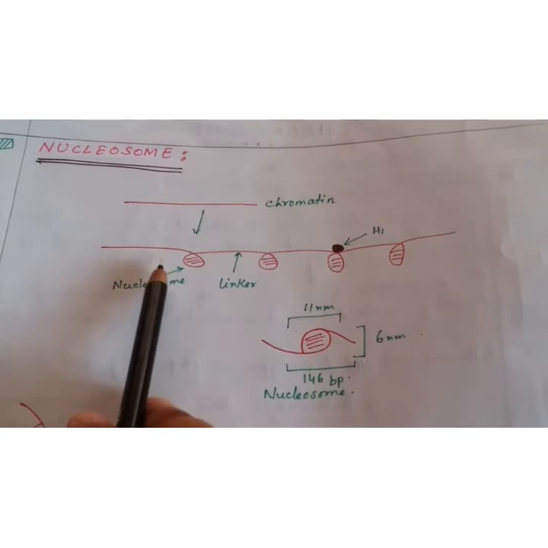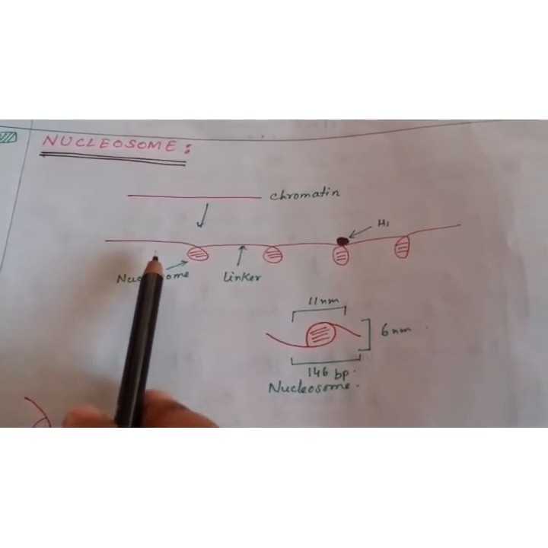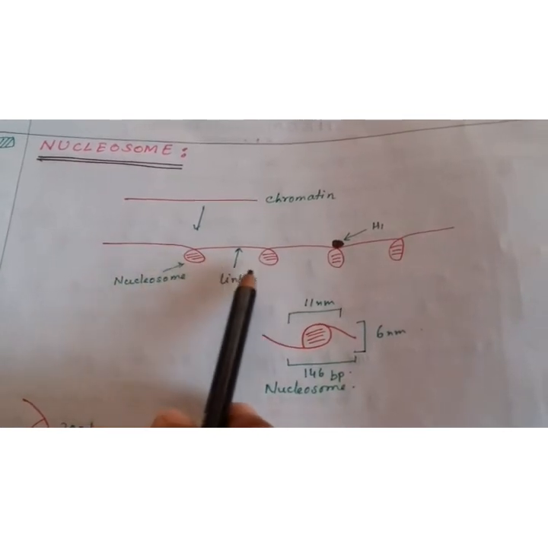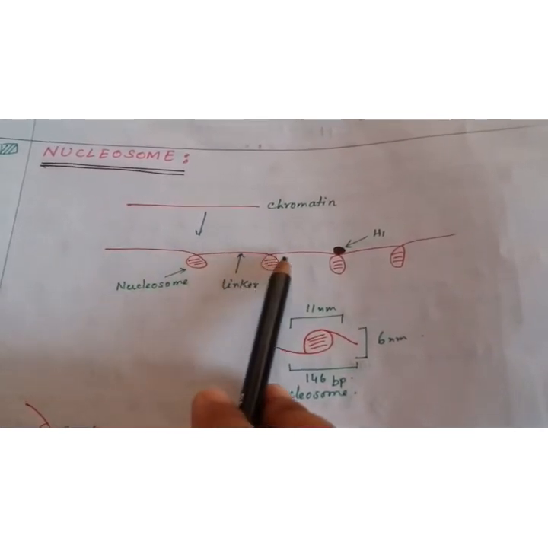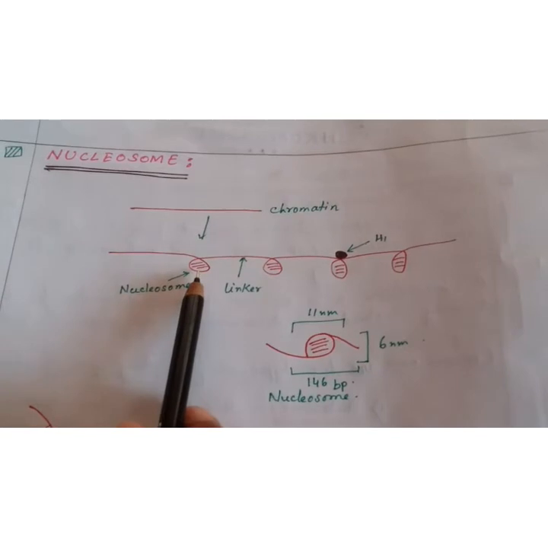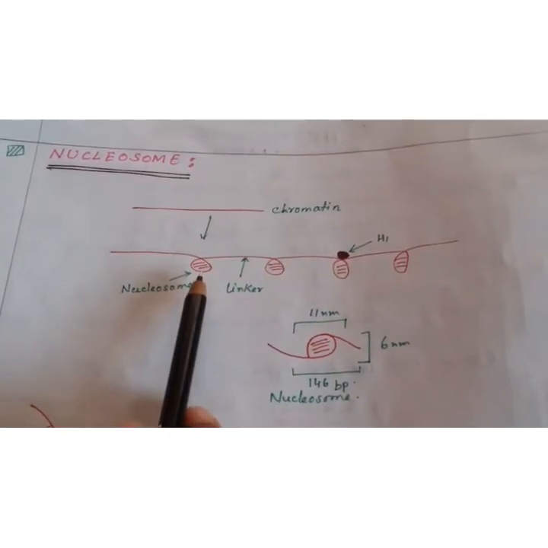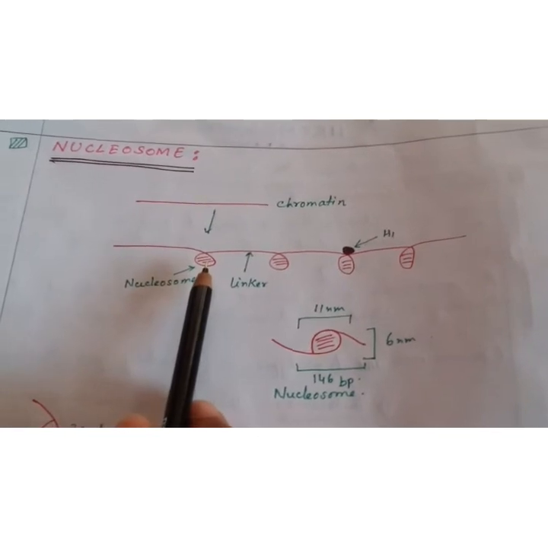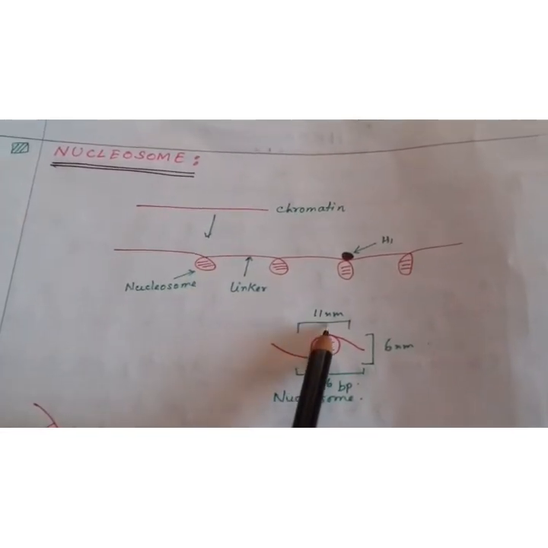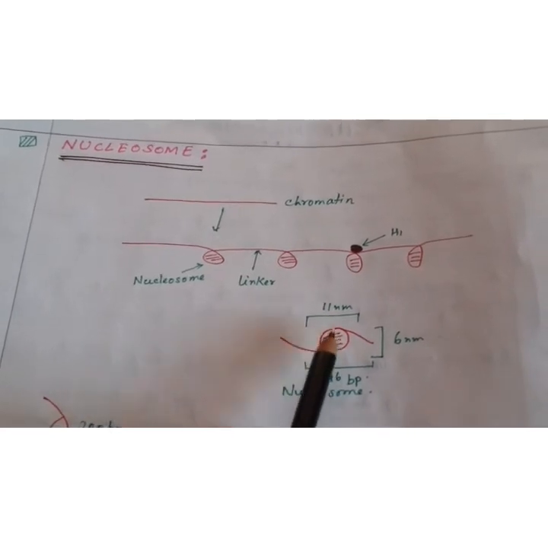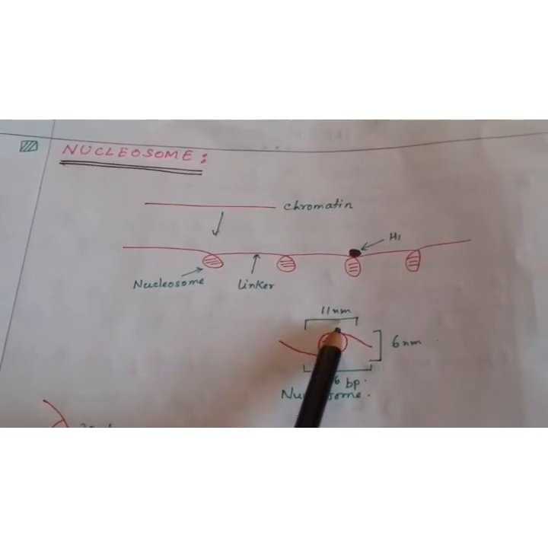But when we study it under the electron microscope, we can see that this is the linker DNA, this is the linker DNA, and these are the nucleosomes. Okay, and these beads are about 11 nanometers.